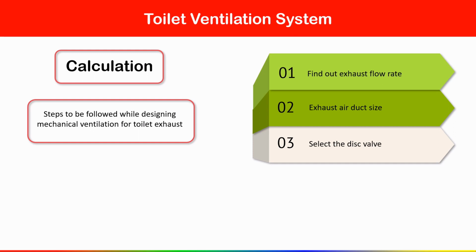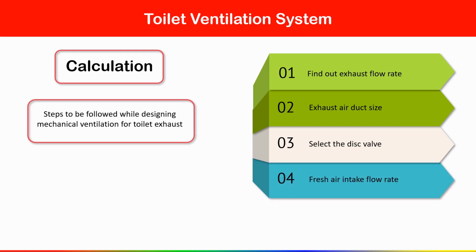Now the third point: select the disc valve. What is a disc valve here? First of all, it is an air terminal device. We have to place this in the ceiling. Suppose in your toilet you have given a false ceiling, so we have to place this disc valve in the ceiling. With the help of this disc valve we can extract the bad odor, and this disc valve is connected to a flexible duct, and then that flexible duct is connected to your main duct. In this way we take the air from the inside and throw it to the outside.